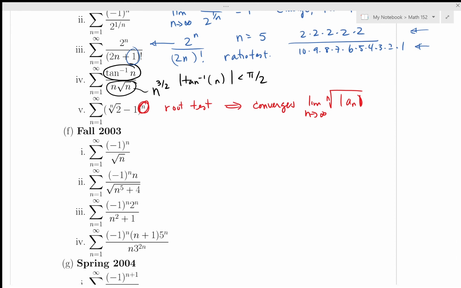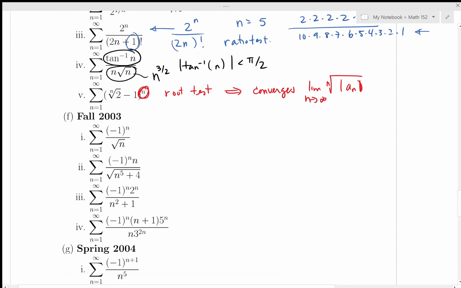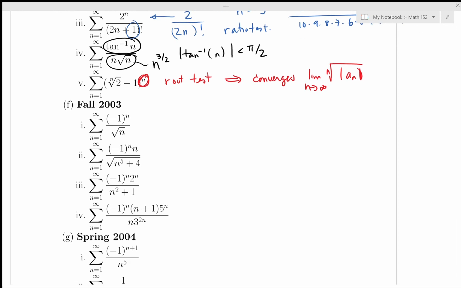Okay, we're just going to do a few more. Actually, there's not that many more, so I'll go through like this and try to finish within, say, about 35 minutes. Okay, look at this one. It's a bit scary because this is not that big of a power. However, it's alternating and the terms go to 0, so this is convergent by the alternating series test.